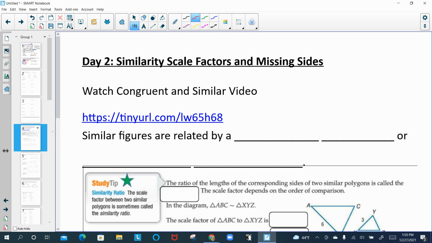Now, similar figures, and I say figures because I mean triangles, any kind of polygon or shape, are related by a similarity ratio or a scale factor.